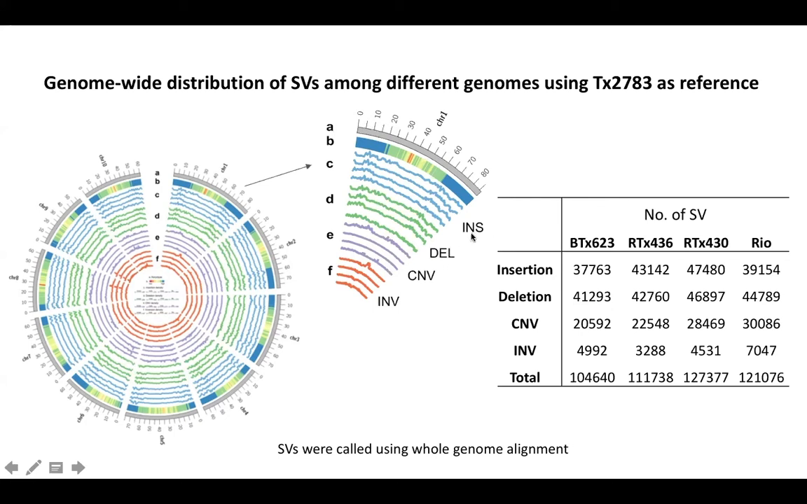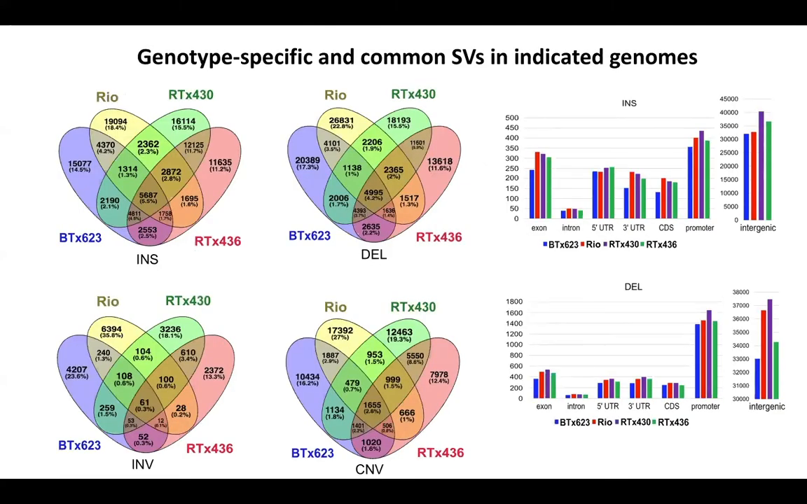Overall, these structural variations are enriched at the chromosome terminal region. But different SVs may differ according to different individual genomes. We also looked at the overlapped SVs in each genome. And what I'm showing you here is the genotype specific and the common SVs in indicated genomes. As a result, SVs are mostly in the intergenic region. But for those SVs that are overlapping genes, they may have larger effects because they may change the gene function in that region.